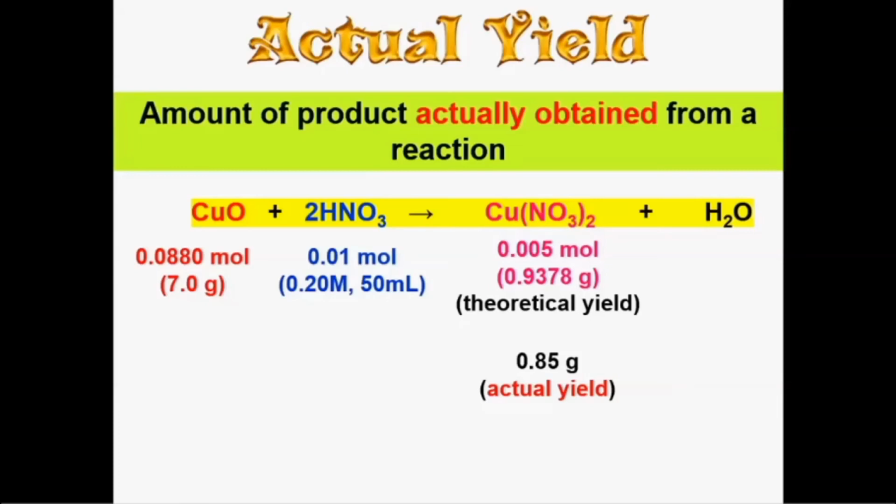Remember, 0.9378 grams is the mass of copper nitrate that we should get based on the moles of copper(II) oxide and moles of nitric acid that we have. We have 0.088 moles of copper(II) oxide and 0.01 mole of nitric acid. We should get 0.9378 grams of copper nitrate. However, in the actual reaction, let's say we only manage to get 0.85 grams. And this yield here is what we call the actual yield.